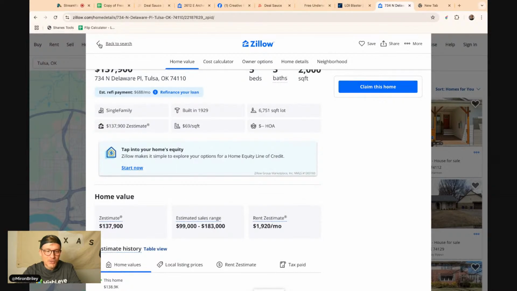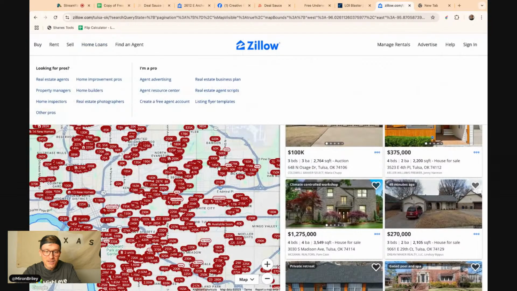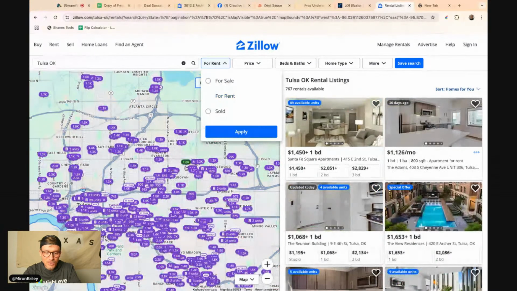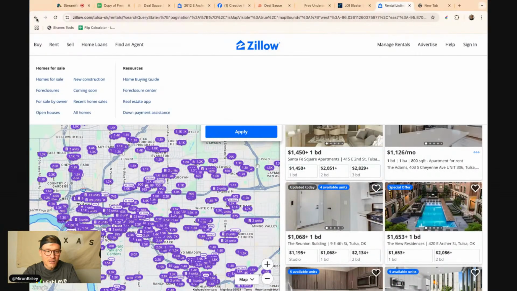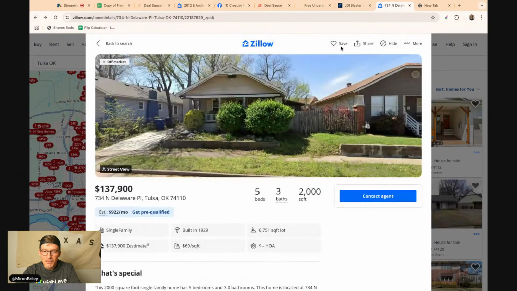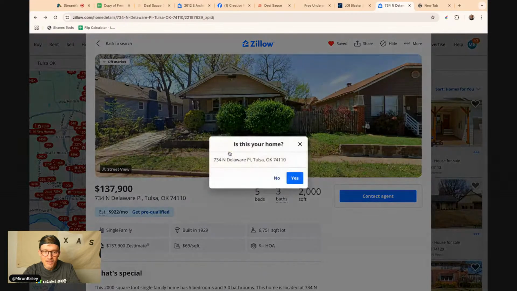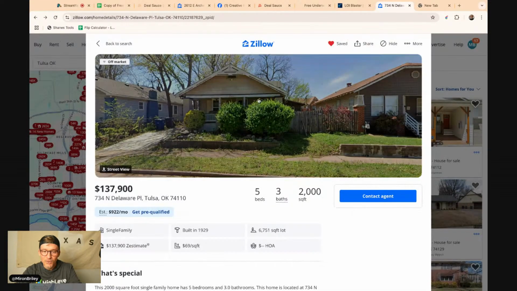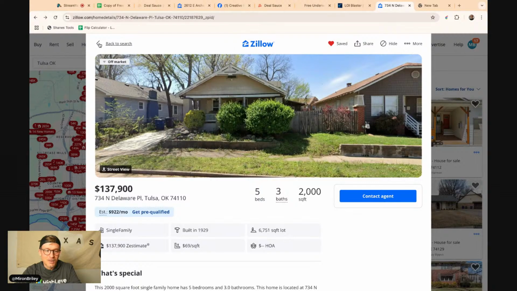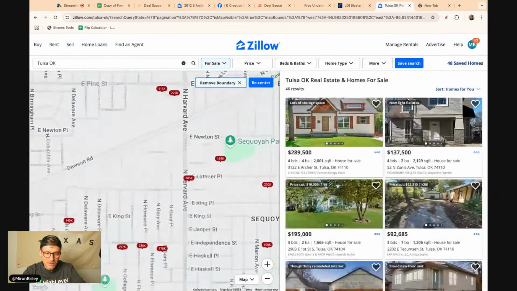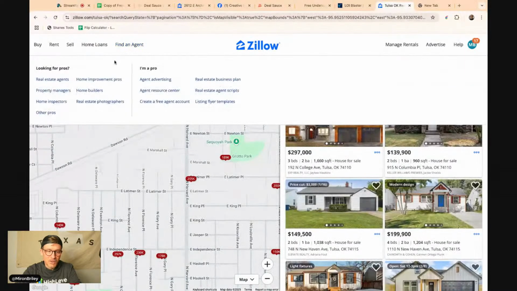Okay, so what I'm going to do is stop that. Go to rent. I'm just going to see what's for rent. I'm going to go back. Oh, let me go back to that house. I'm going to put a save button on it. No, it's not my home, but I'm going to save it. Then I'm going to go back to the search and just zoom in. Where's my little heart?